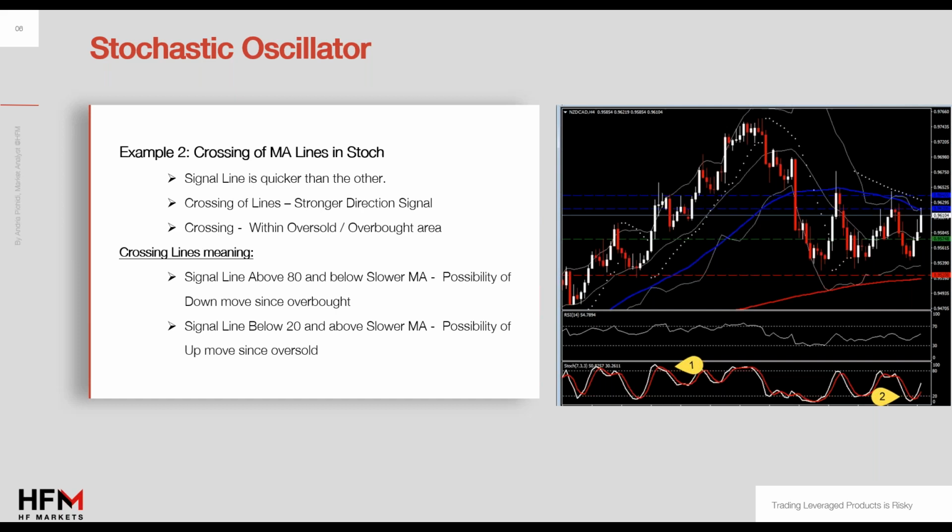Sorry, I ran out of steam. So this is everything that we have discussed. If the signal line, the white one, is above 80 and below the slow one, that's a possibility of a down move, because it's overbought. If the signal line is below 20 and above the slow moving average, there is a possibility of an up move since it's oversold. So that's pretty much it.